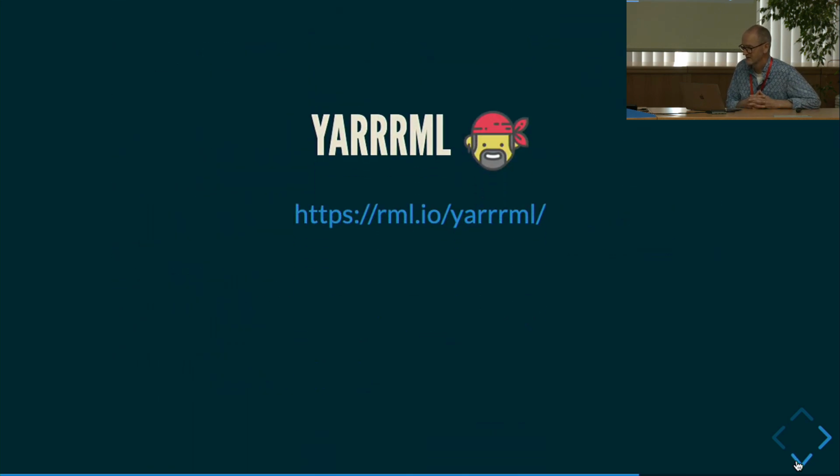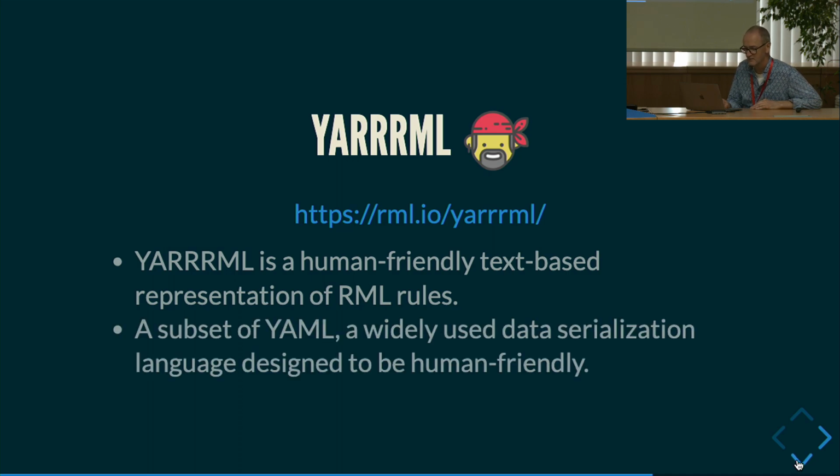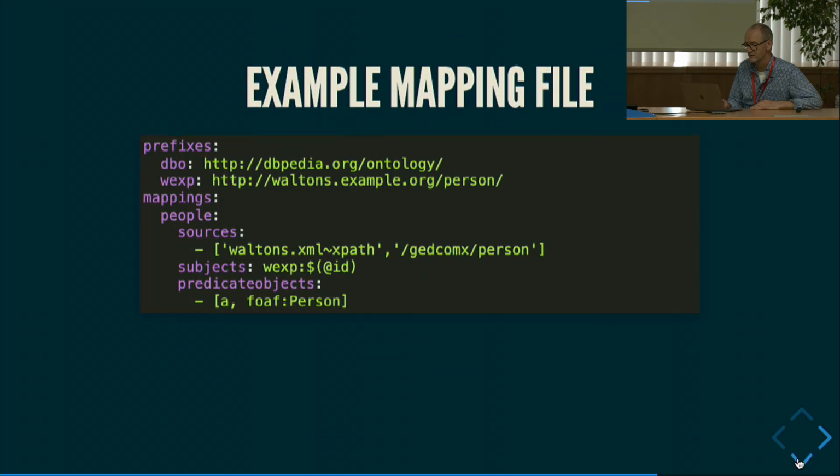So YARRRML, you've got to say this in a pirate voice, YARRRML. YARRRML is a human-friendly text-based representation of RML rules. And that's quite important because, if you saw my demo jam last night, the YARRRML I wrote was about 70-odd lines, and that transformed into over 500 lines, I think it was, of RML. So it's much easier to write YARRRML than RML. It's a subset of YAML. A few other people have talked about that, so it's a human-friendly representation.